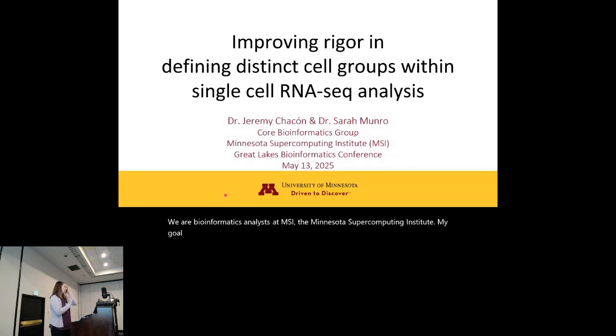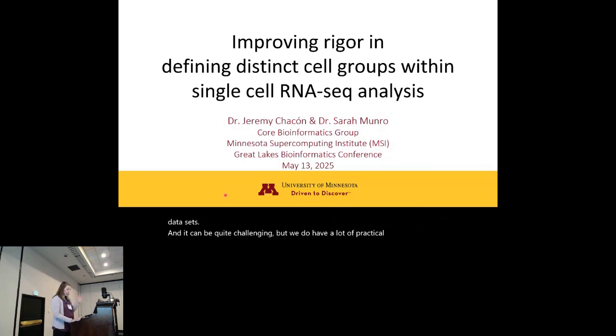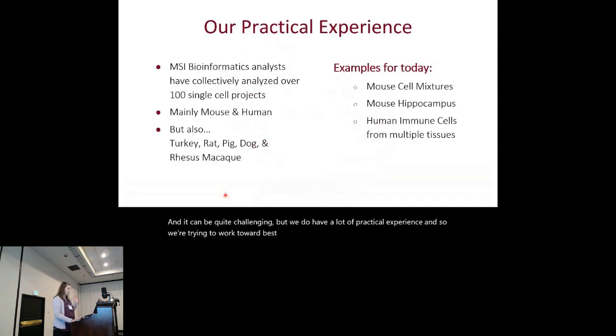My goal here today is to make the case for why defining distinct cell groups in single-cell RNA sequencing analysis is so challenging, and to present some of the recommendations that we have developed for mitigating bias in our work. I'll preface this with a disclaimer that we don't have all the answers. There is not a one-size-fits-all solution for cell type annotation. We've seen lots of different data sets, and it can be quite challenging. But we do have a lot of practical experience, and so we're trying to work toward best practices.